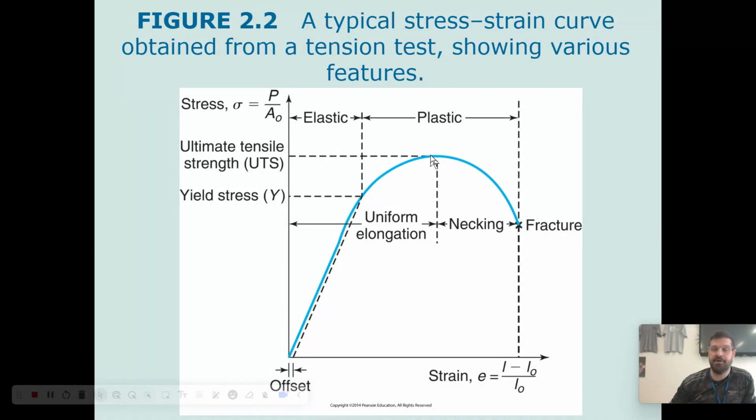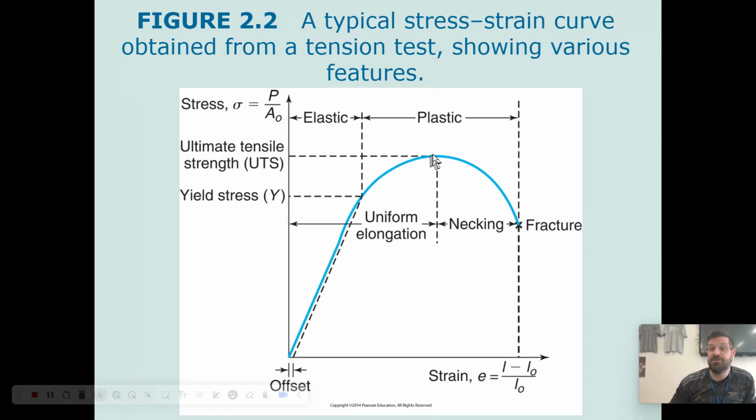You can imagine pulling on a paper clip. If you've ever played with a paper clip, you can bend it a little bit either way, and it's going to bounce back to its original shape. But if you bend it enough, it's just going to remain permanently bent. That's the idea of yield stress. As soon as this graph turns curved, at this point right here, it's never going to bounce back to its original length. That's called the yield stress.